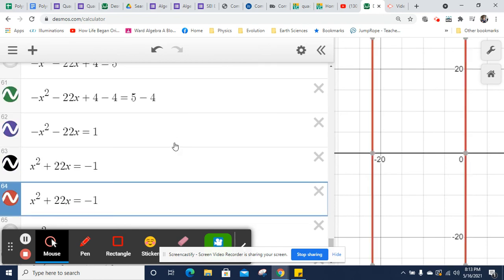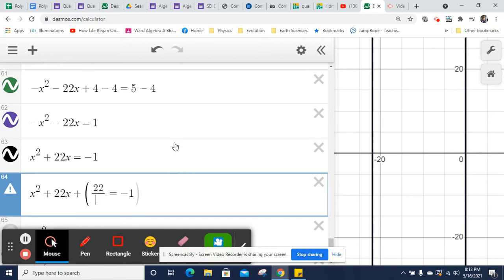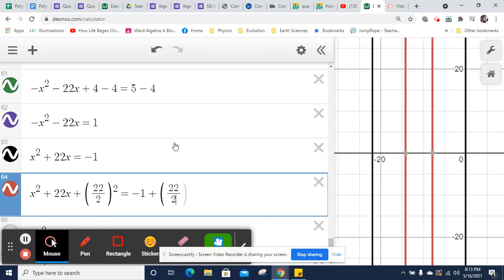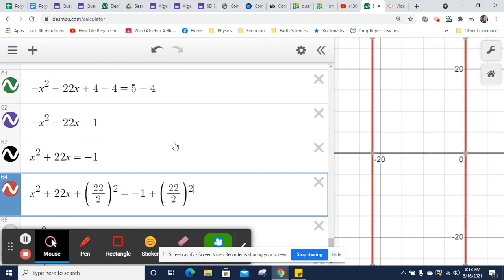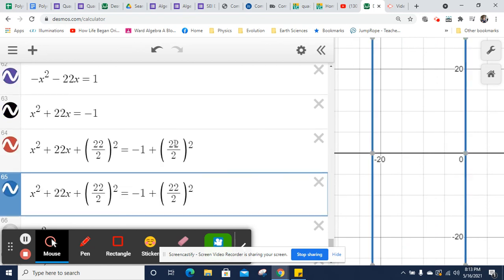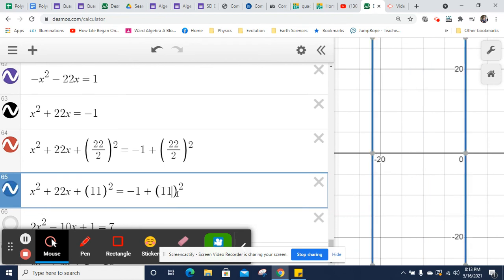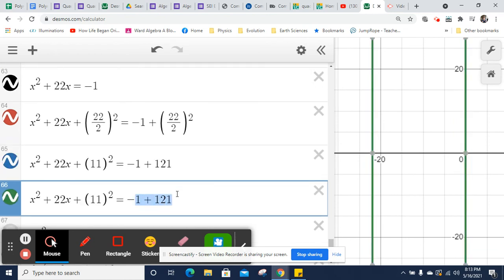Now we go to step 2, where we're going to add half of 22 squared to both sides. So plus 22 over 2 squared. Okay, and then we simplify things. 22 over 2 is 11. So I'm going to leave that as it is there. This is going to be 11 squared, and we'll square 11, which will be 121. And we'll put that together. That becomes negative 1 plus 121 becomes 120.